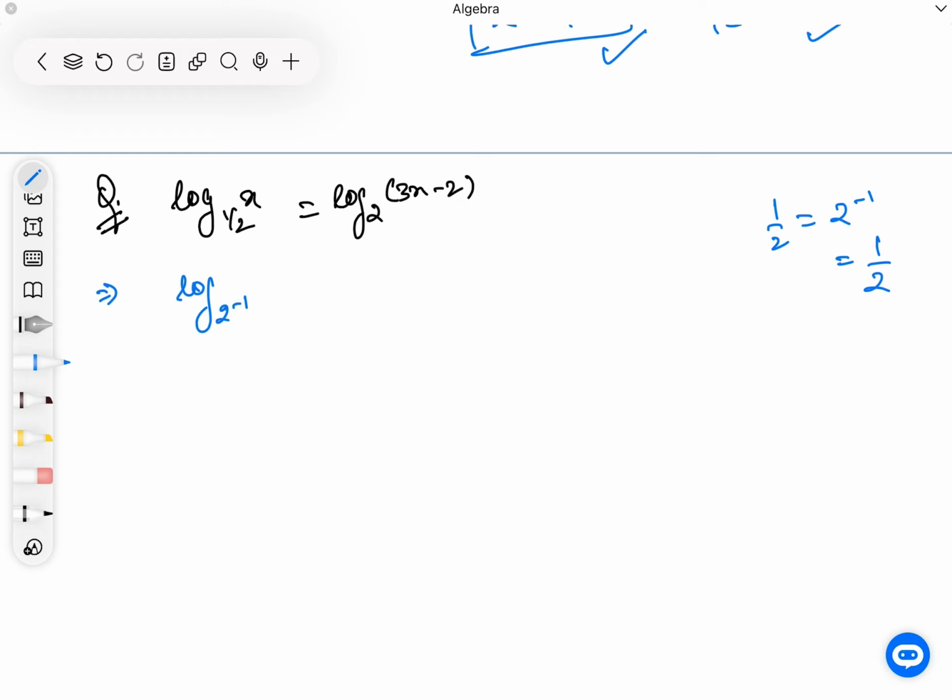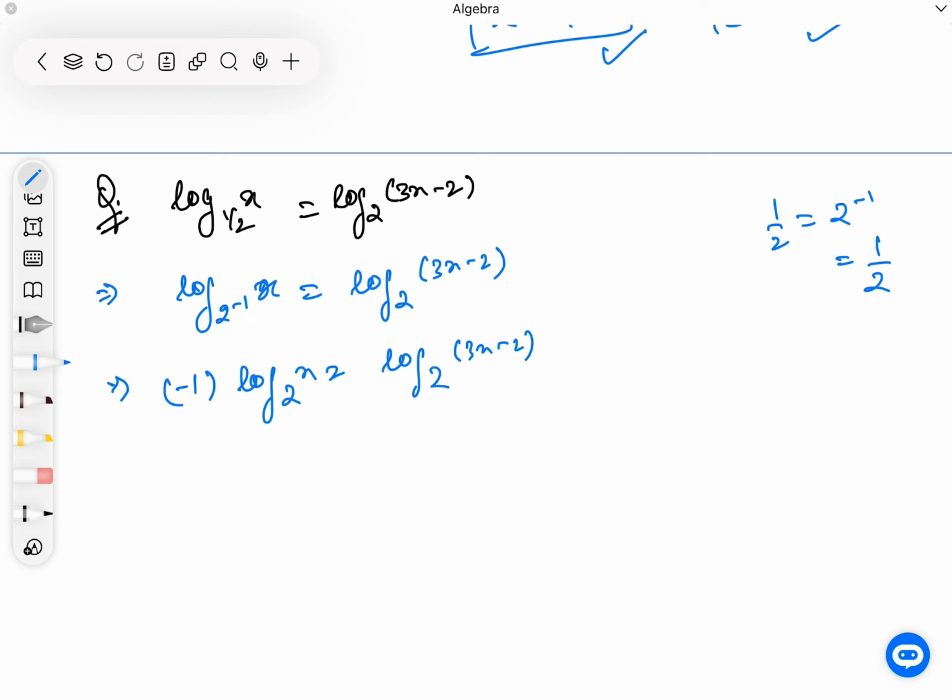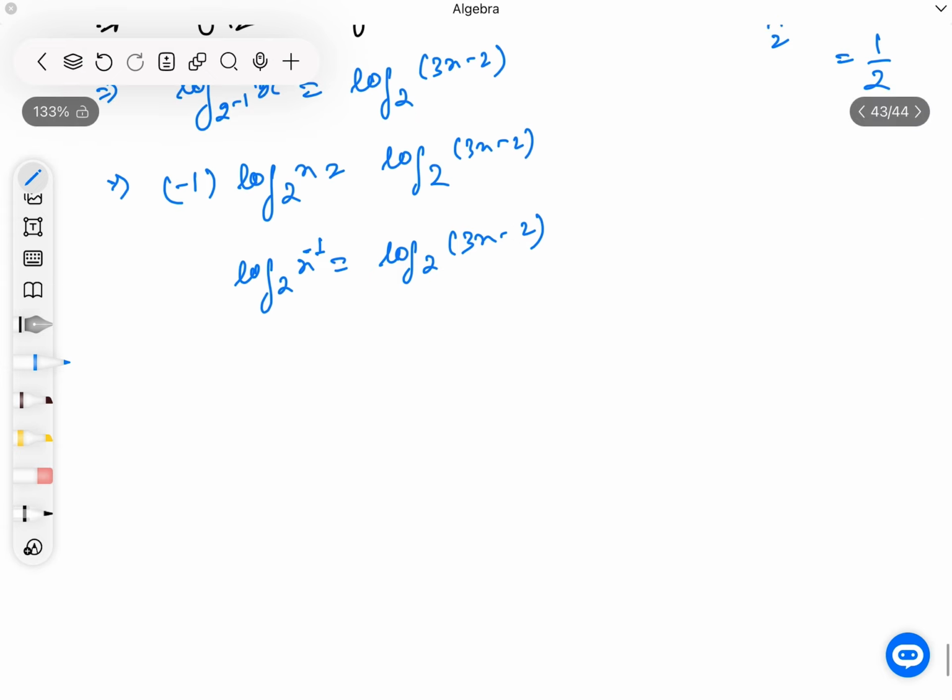So log of x with base 2 to the power minus 1 equals log base 2 of 3x minus 2. So minus 1 comes outside. Whether you take it in the denominator or numerator doesn't really matter since it is minus 1. So minus 1 times log base 2 of x equals log of 3x minus 2 with a base of 2. Minus 1 can go on that side, or you can keep it on this side and just shift it there. So now you see the bases are the same. So x to the power minus 1 can be equal to 3x minus 2.